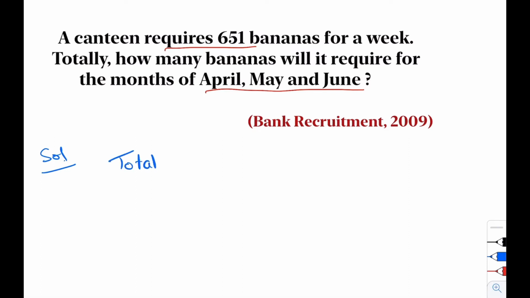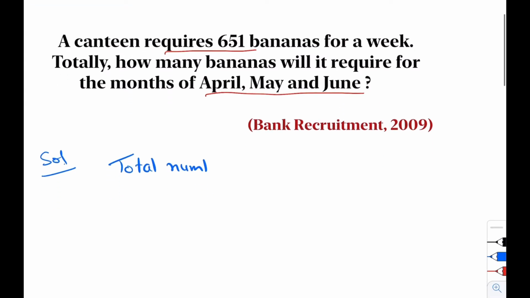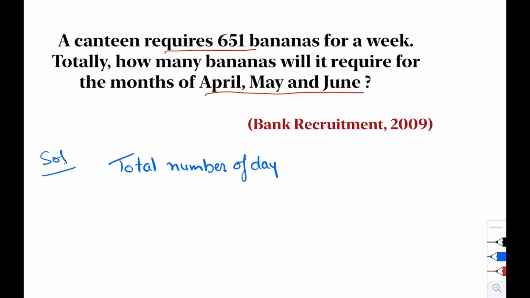So, total number of days, this is equal to how much? 30 days for April plus 31 for May and 30 for June. So this is equal to 91 days.